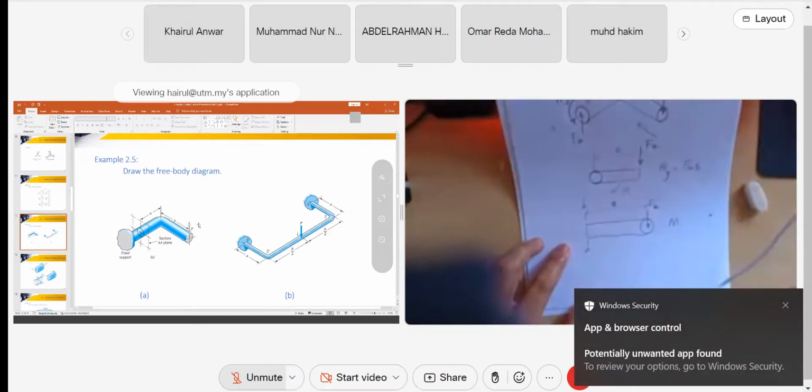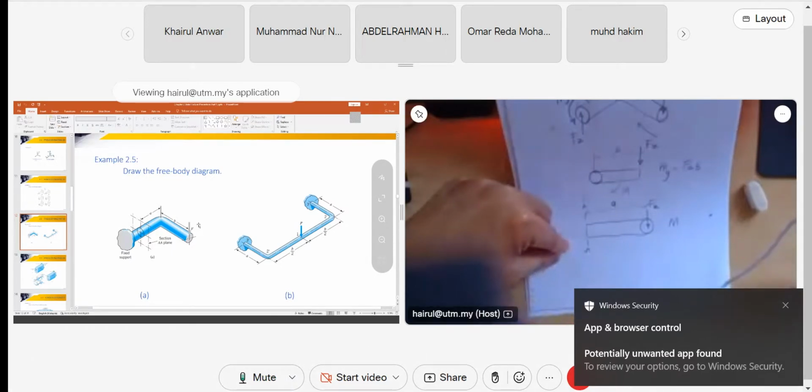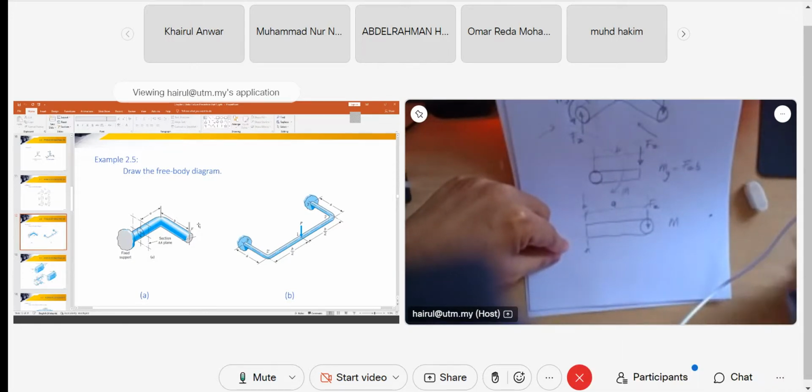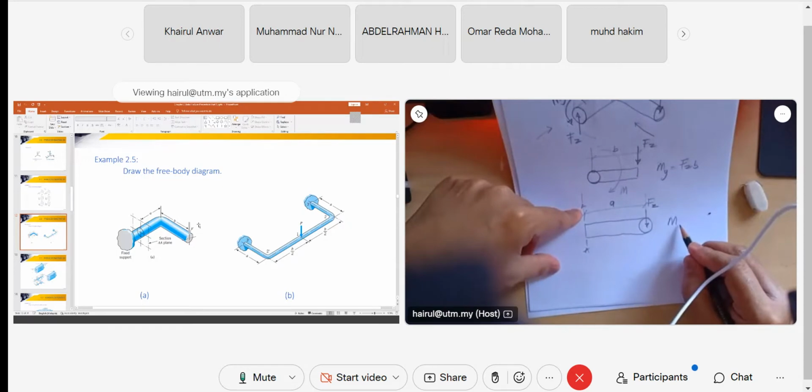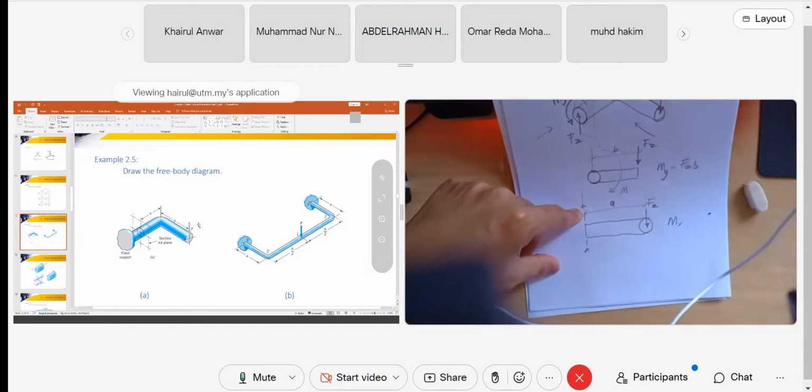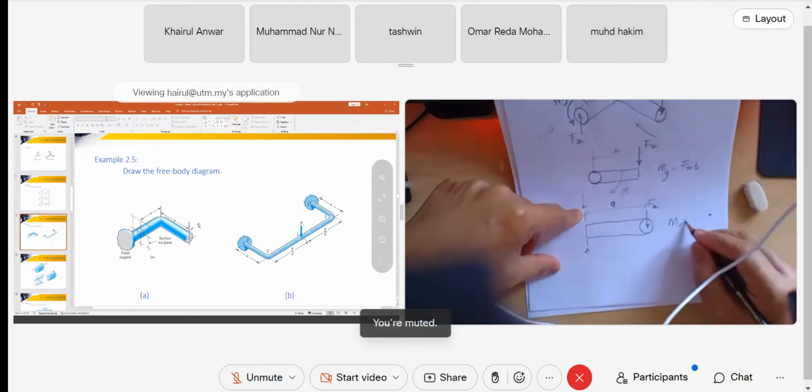Are you listening or not, class? So they produce what? Moment? Yeah, you're right. Moment X, right? Yeah, moment X. Moment X, where your FZ times A.